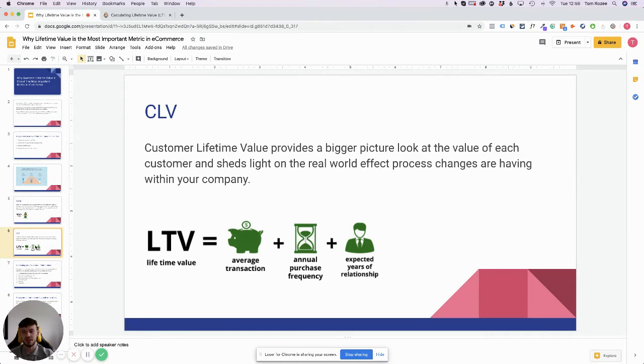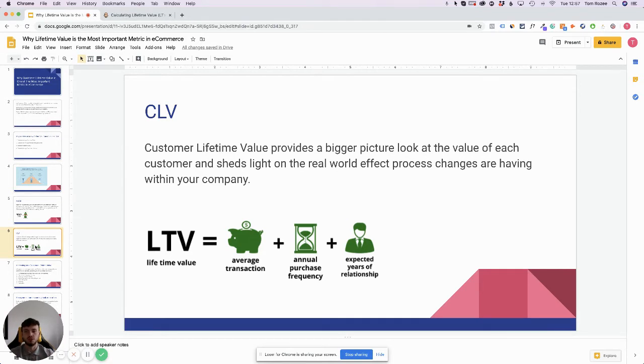So one of the most important things you need to be looking at is the CLV, also known as LTV. So the customer lifetime value provides a much bigger picture, and it looks at the value of each customer, and it sheds more light on the real effect of your campaign, and you have a much better understanding of what is happening. You understand the average transaction price, you understand how often that person is coming back to your website to purchase from you again, and it's showing you how many years they are staying with your brand to purchase from you.